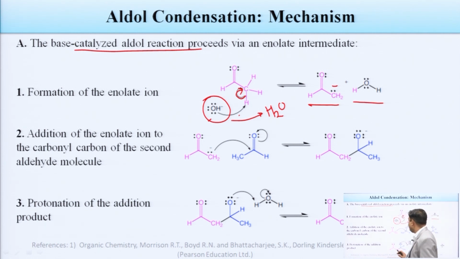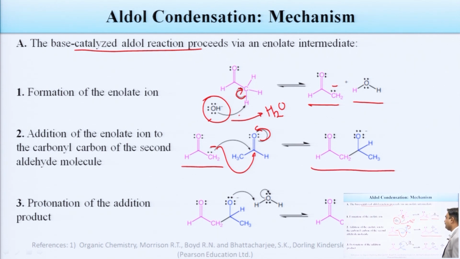In the next step, addition of the enolate ion to another molecule of carbonyl compound occurs. So, as I told you in the previous slide, because of the higher electronegativity of the oxygen atom, these electrons move toward the oxygen. This oxygen gets a negative charge, this carbon gets a positive charge. As soon as this carbon gets a positive charge, that enolate ion will attack this carbon, and we get an intermediate. You can see again there is a negative charge on that particular oxygen atom.